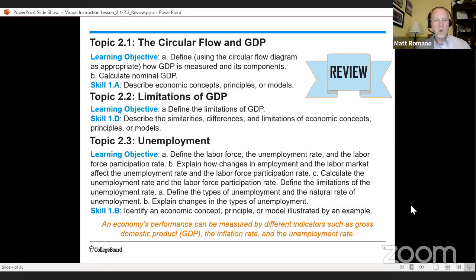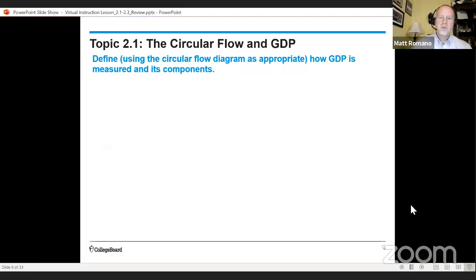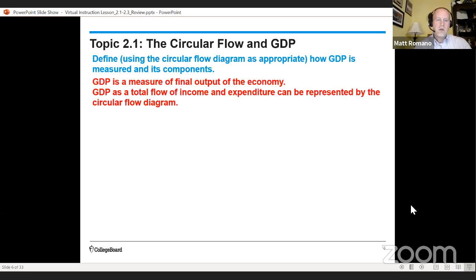Today, we're going all the way back to phase one. Let's make sure we understand those indicators, what they mean, where to find them, and of course, how to calculate them and interpret them ultimately. All right, what do you need to know? Well, I just listed our learning objectives. We're going to refer back to those a lot today, the objectives and the skills that we want to develop throughout these three topics. And the first of those would be the circular flow in GDP. So the objective is to define how GDP is measured in its components. First and foremost, GDP is a measure of final output of an economy.